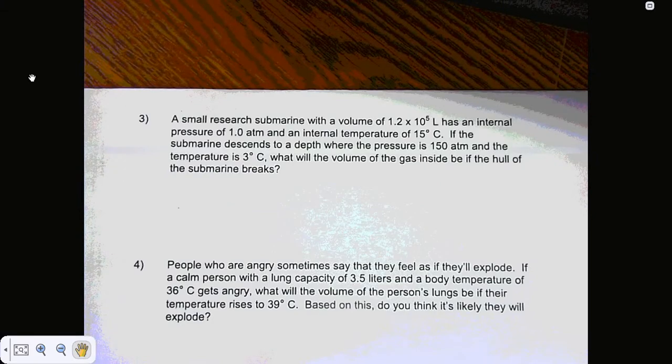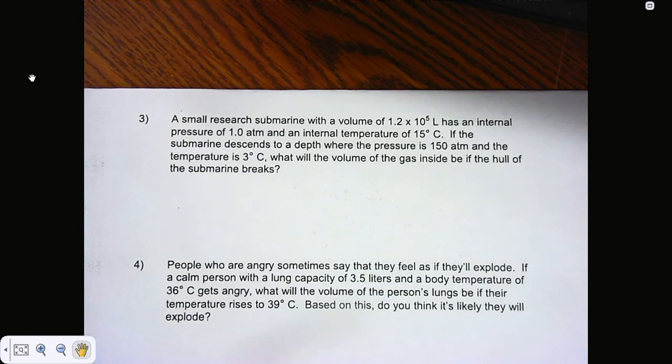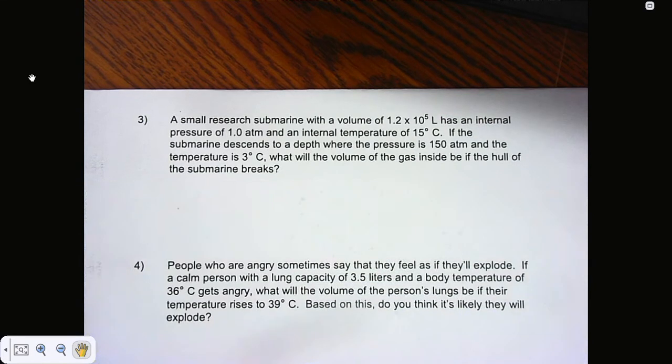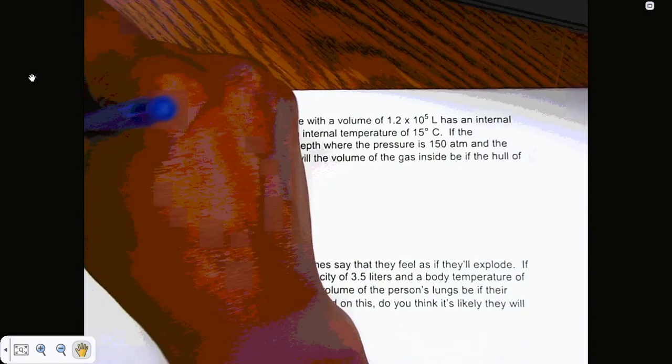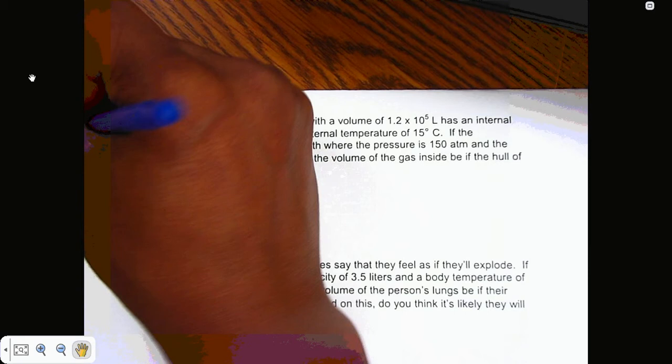All right, so let's look at some of the features that make the combined gas law unique. The combined gas law actually combines pressure, volume, and temperature all into one large equation.